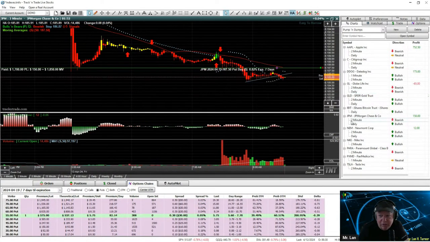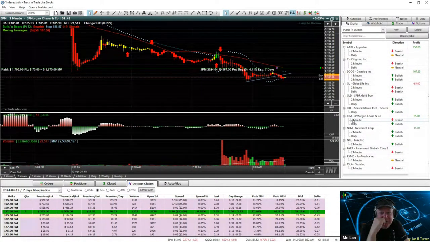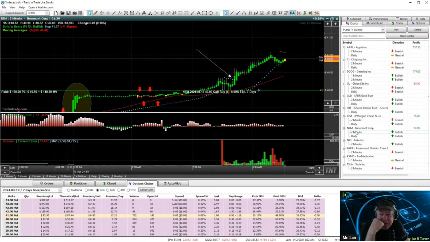What do we got going here? Look at that. We're up $112 on our JP Morgan Chase. Take it, Lan, take it. It's $120. It looks like it's going to turn and go back up again. You're right. It might. But it might not. Have patience. Newmont.